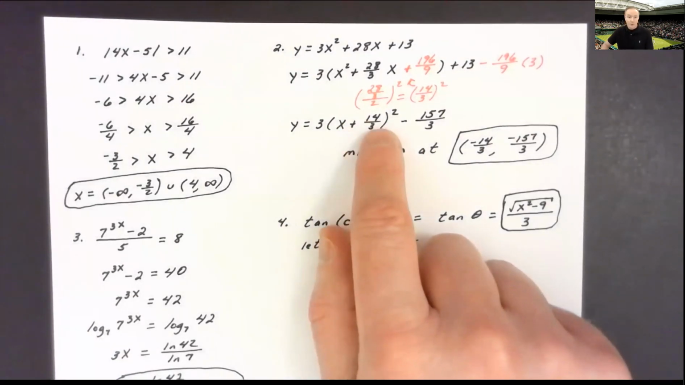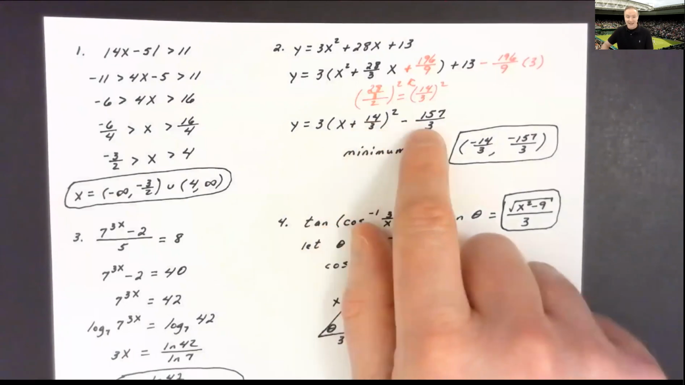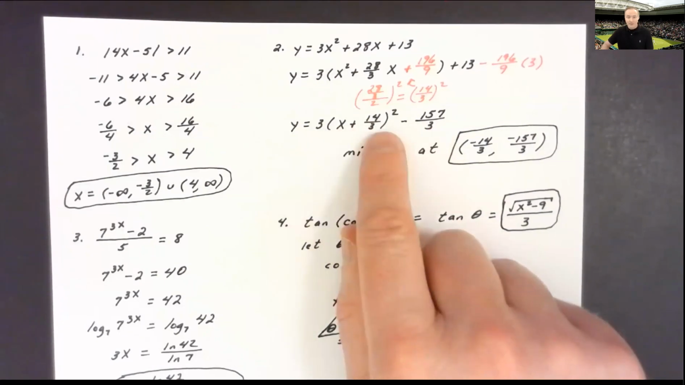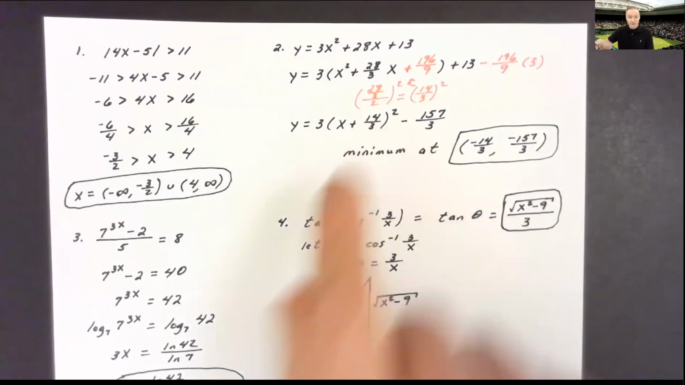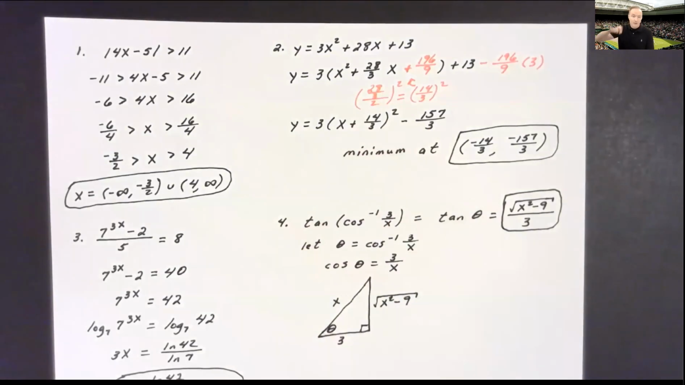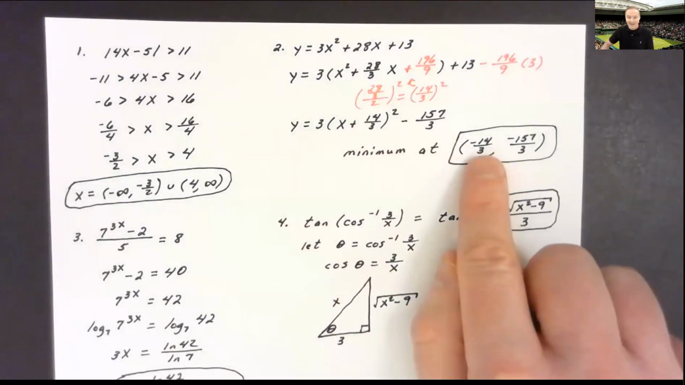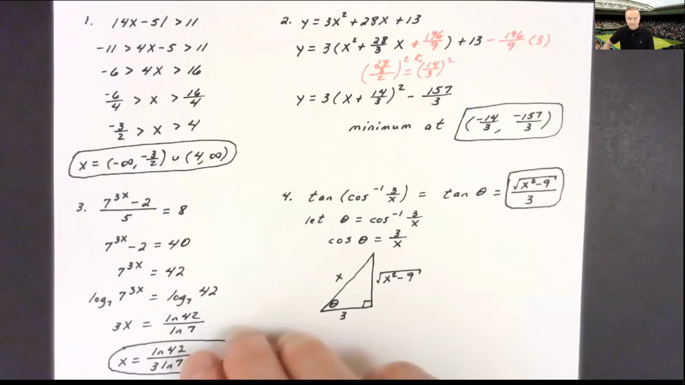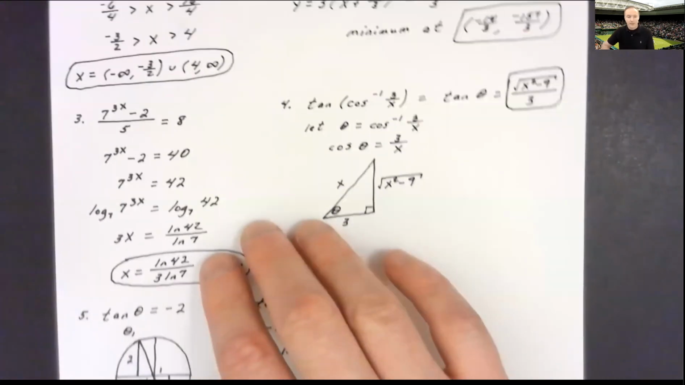been shifted 14/3 of a unit to the left and down 157 over 3 units. And it's going to be pointing upward since it's a positive parabola. So the vertex is going to give you a minimum. We're going to have that minimum at negative 14 over 3, comma, negative 157 over 3. Pretty nice problem. Okay, for the next one here.